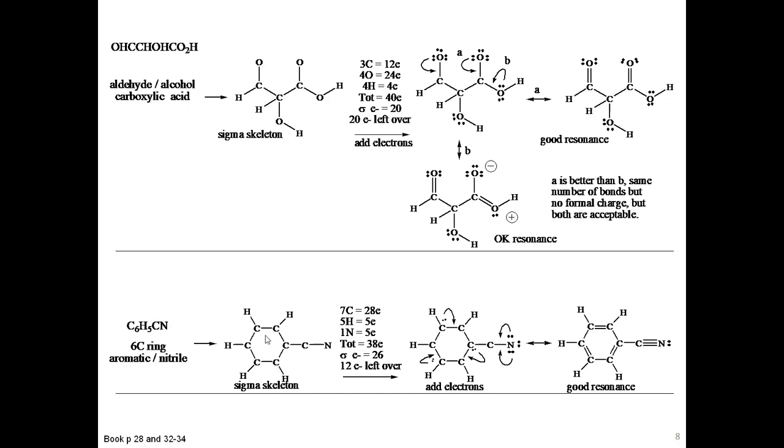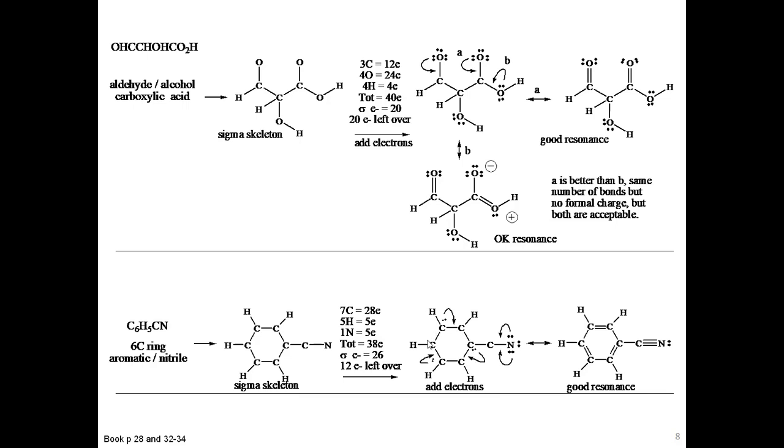Here's our 6-carbon ring. I have a hydrogen on each carbon except for the carbon that has the carbon nitrogen. Okay, I have 7 carbons, that's 28 electrons, 5 hydrogens, that's 5, 1 nitrogen, that's 5. Totals up to 38 electrons. I actually have 2, 4, 6, 8, 10, 12, 14, 16, 18, 20, 22, 24, 26. So I have 26 electrons in sigma bonds. That leaves 12 electrons left over. So now I go to the nitrogen first and I fill those in, 2, 4, 6. I still got 12.